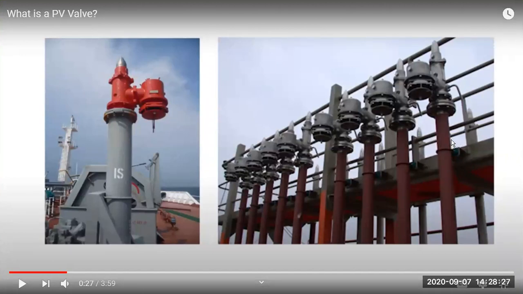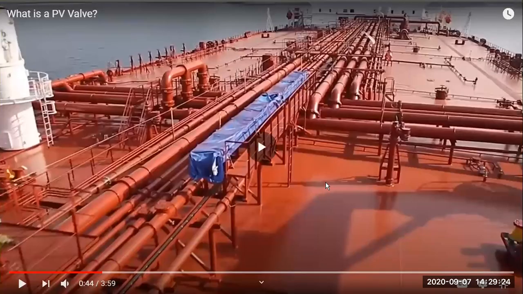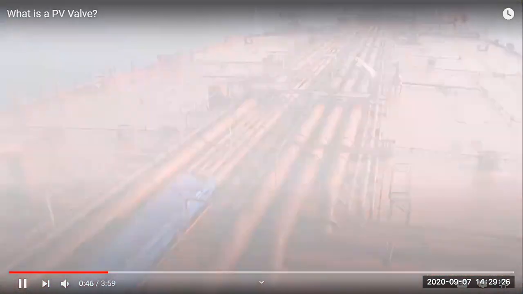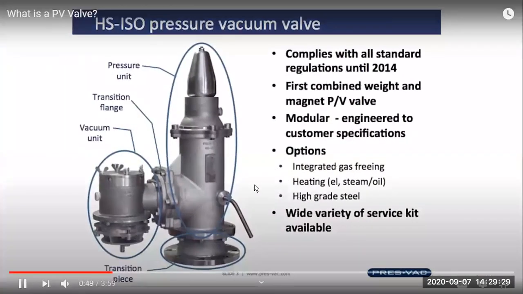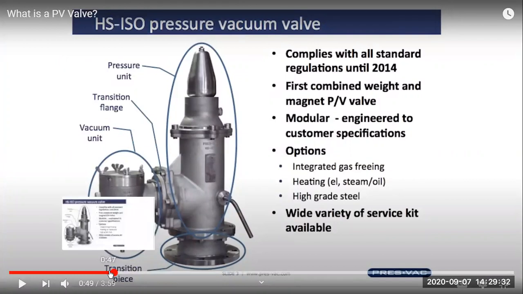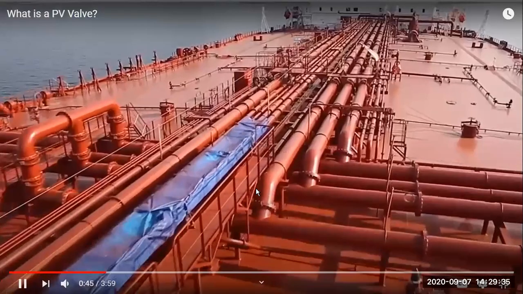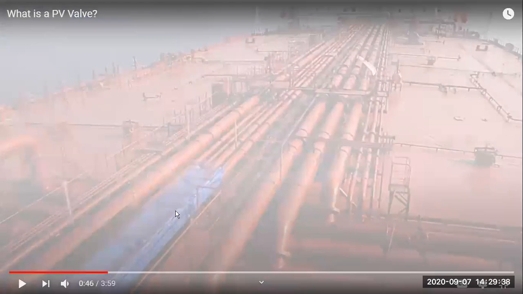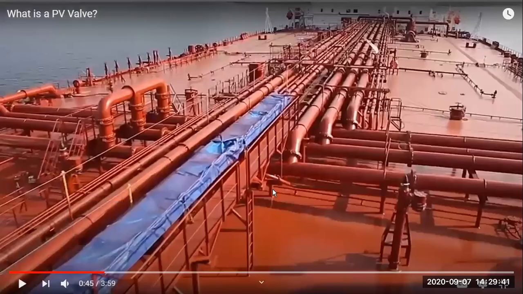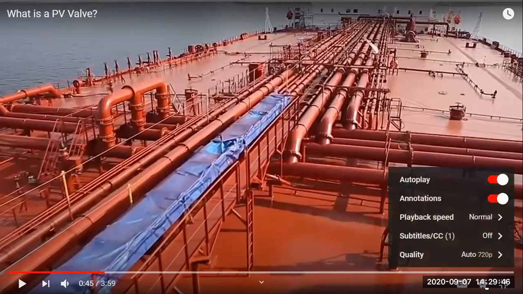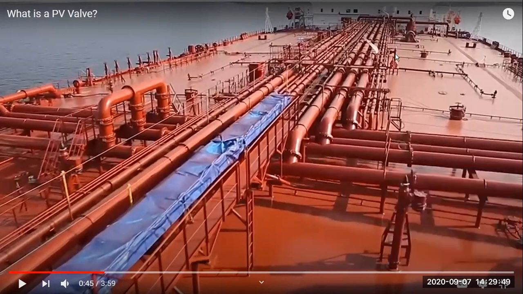But since there is flammable atmosphere in the tank, we also have the flame screen to avoid any flames or spark going inside in case there is any. So this is an oil tanker where you can see these PV valves. If you see here, this is the PV valve. This here you can see is the PV valve. This thing is on each tank.